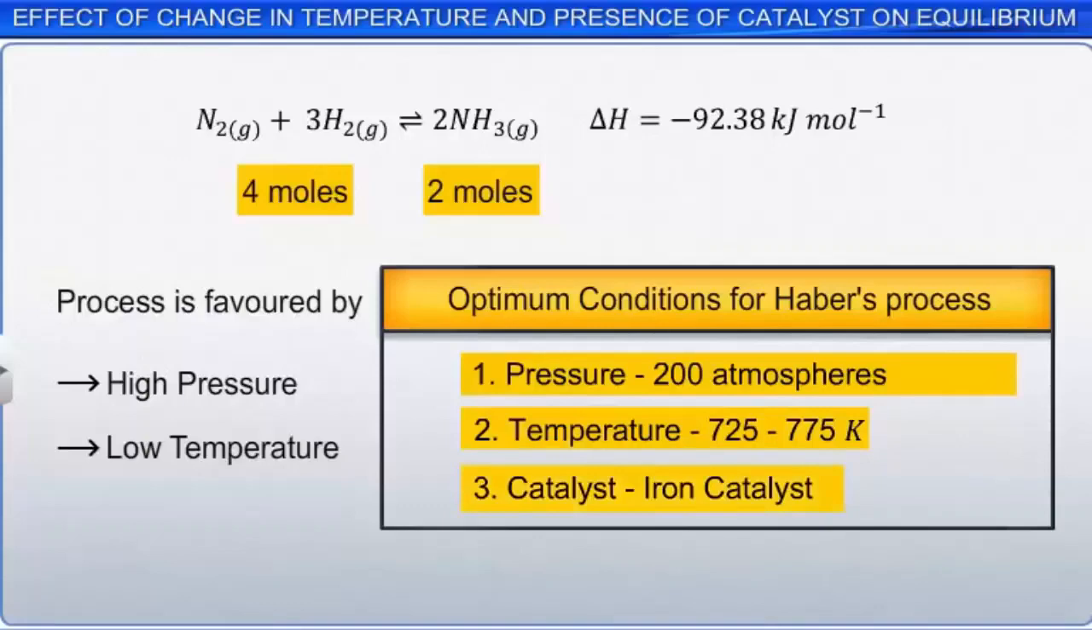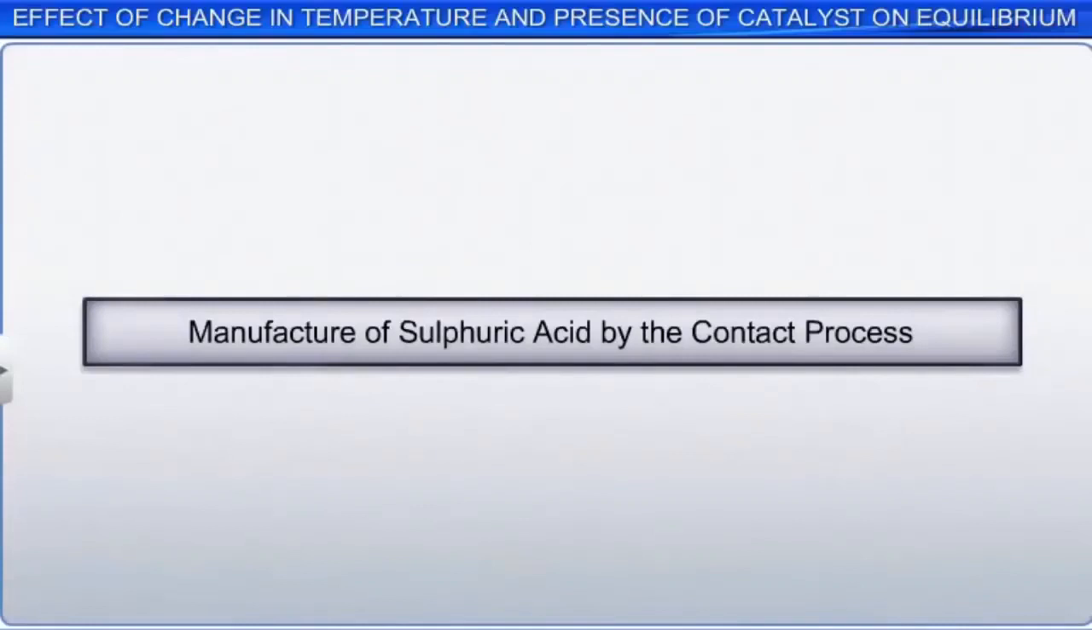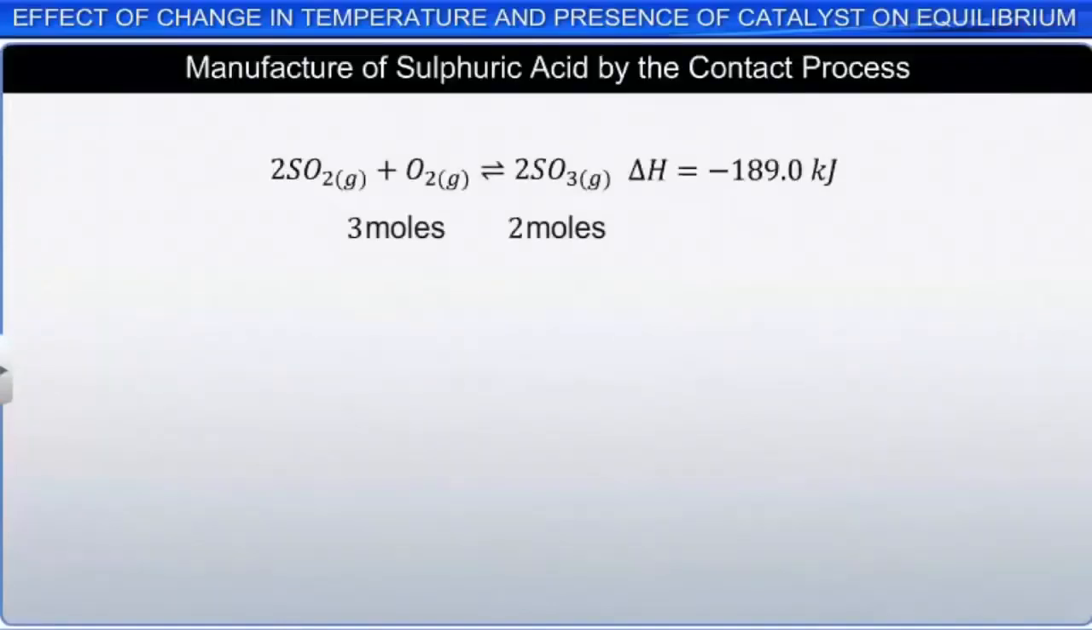The importance of a catalyst can also be understood by its use in the manufacture of sulfuric acid by the contact process. One of the important steps in the manufacture of sulfuric acid by the contact process is the formation of sulfur trioxide from sulfur dioxide and oxygen.